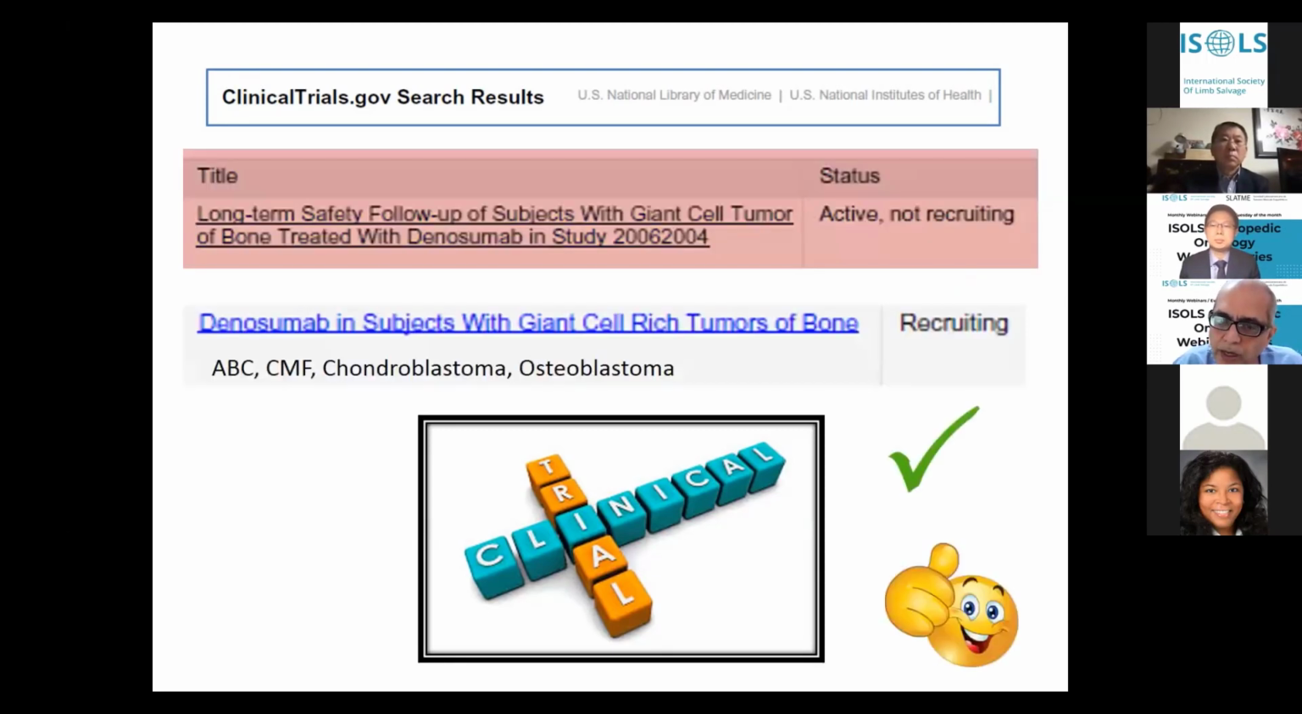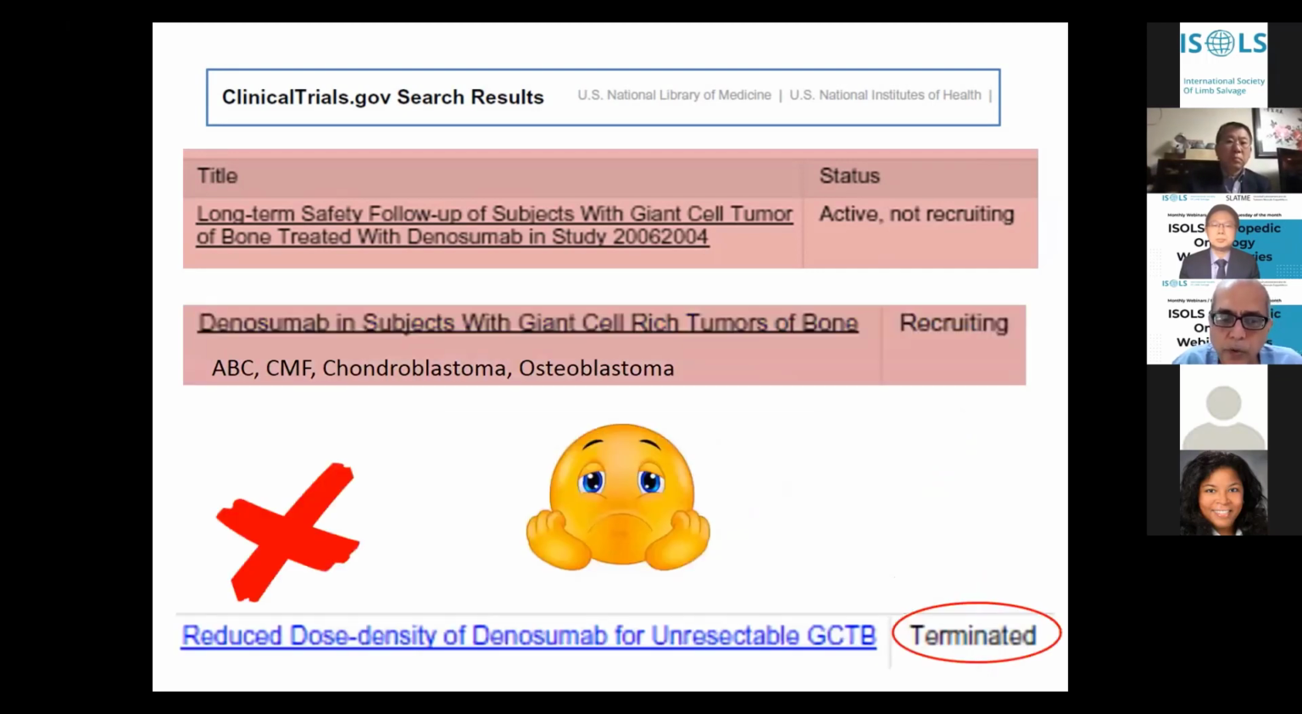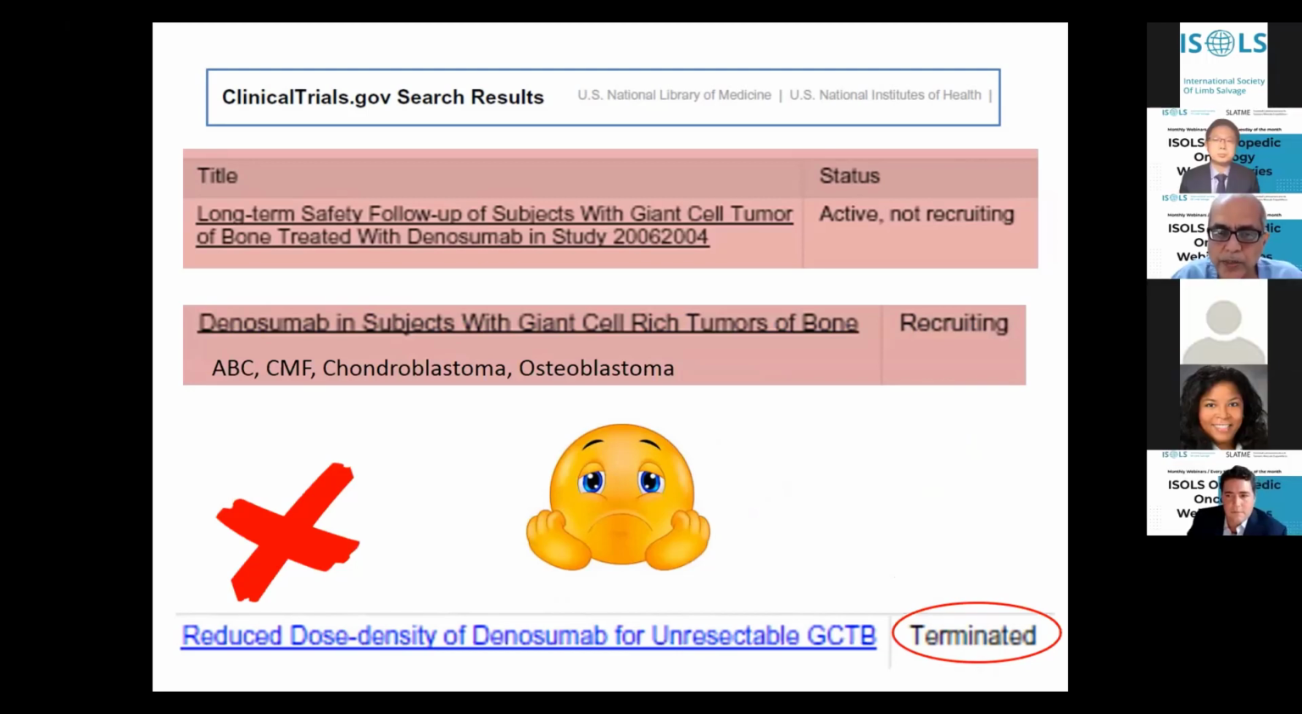We have this new trial which is recruiting that speaks about denosumab in subjects with giant cell rich tumors. That means the aneurysmal bone cysts, the chondroblastomas, the osteoblastomas. And again, this will give us an insight as to how we can expand the use of denosumab. But I think what is most depressing is the trial that we were all looking for: how does reduced dose density of denosumab in unresectable giant cell tumors impact on that?